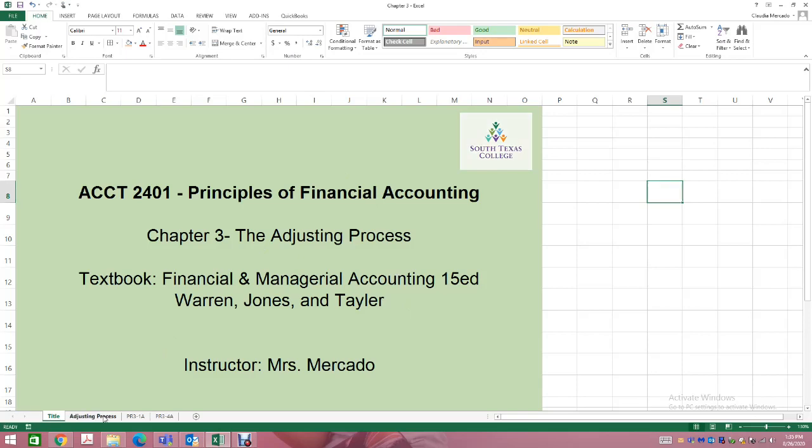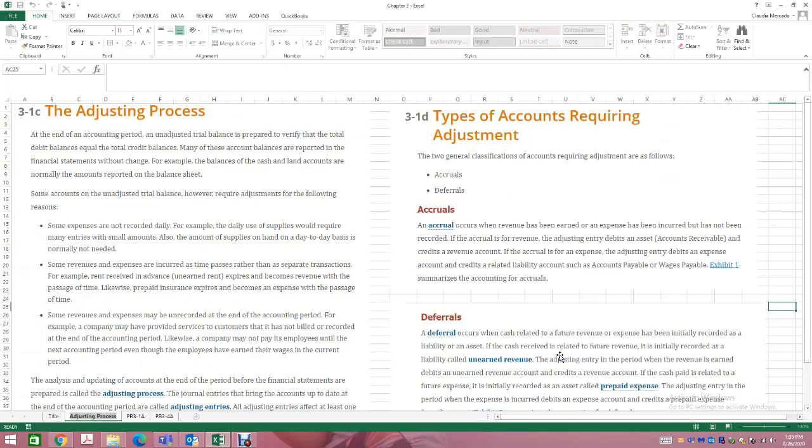So just a quick overview of the adjusting process. This is information that is provided in your ebook. Okay, so the adjusting process as explained in the textbook. Basically it explains that at the end of every accounting period, we prepare an unadjusted trial balance, which we learn how to prepare. It gives you a summary of all of your accounts and the debit and credit balances of your accounts. Now there's some accounts that need to be updated. Some accounts require some adjustments at the end of the period, which is what the adjusting process handles.